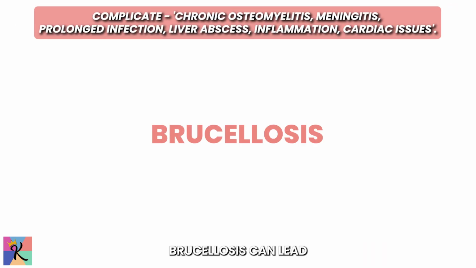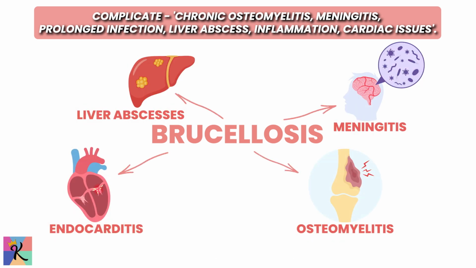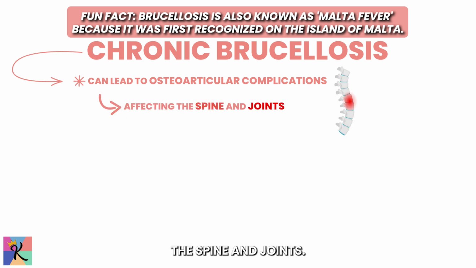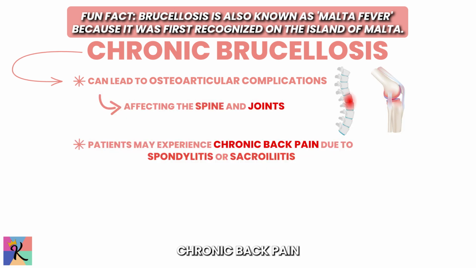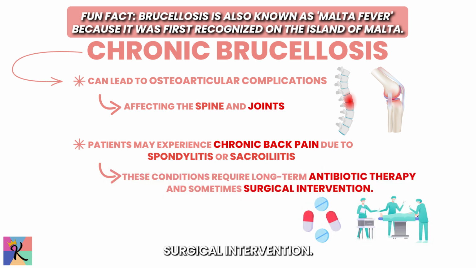If left untreated, brucellosis can lead to complications such as osteomyelitis, endocarditis, meningitis, and liver abscesses. Early diagnosis and appropriate treatment are crucial for a favorable prognosis. Chronic brucellosis can lead to osteoarticular complications, particularly affecting the spine and joints. Patients may experience chronic back pain due to spondylitis or sacroiliitis. These conditions require long-term antibiotic therapy and sometimes surgical intervention.